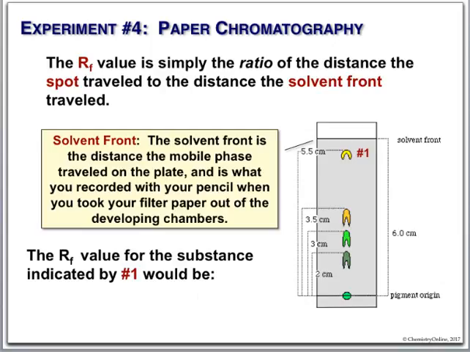So to do the ratio, our RF would look something like this. We would start off with the distance that our spot traveled. That's 5.5. Going to divide it by the distance the solvent traveled. That was 6. Do the division, and the RF is simply 0.92.